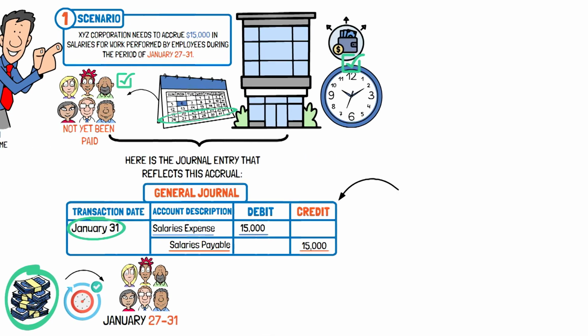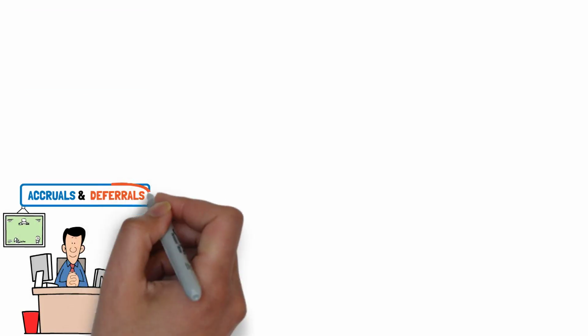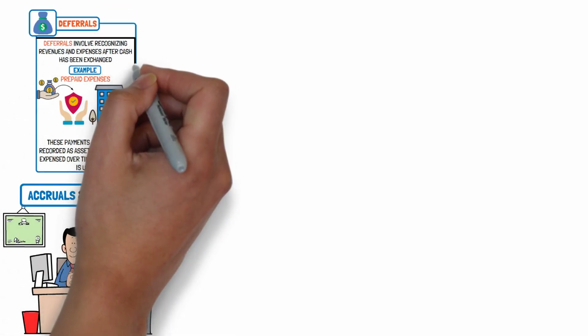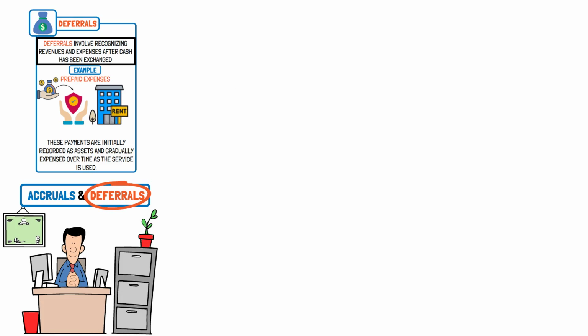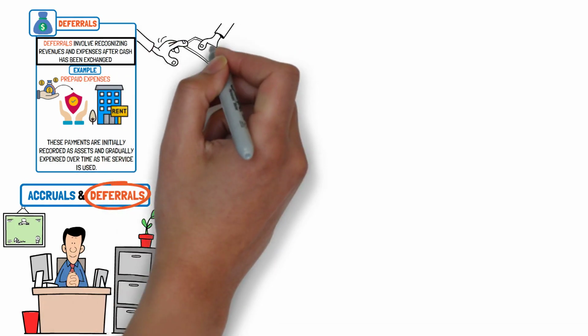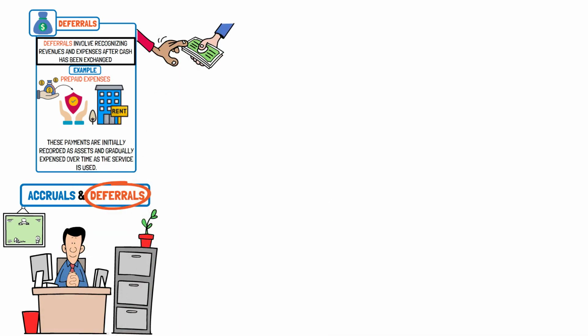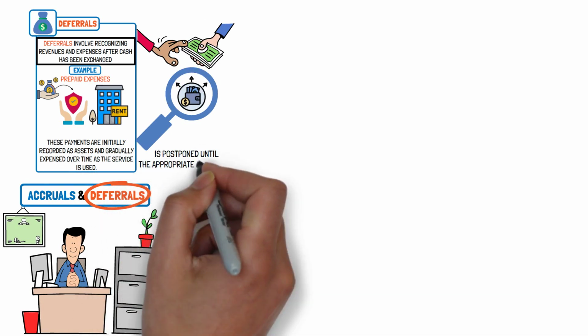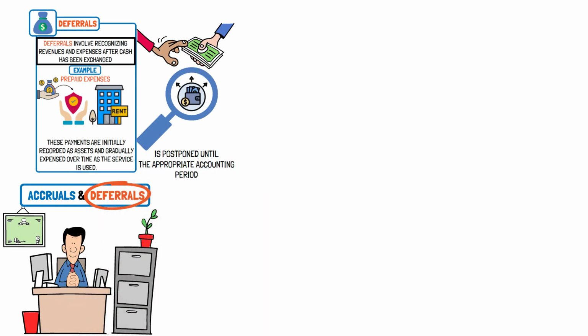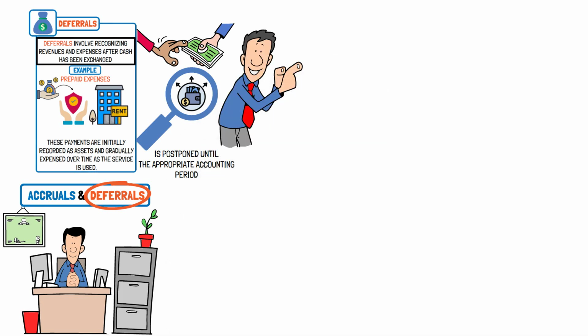Now, let's move on to deferrals. Deferrals involve recognizing revenues or expenses after cash has been exchanged. In other words, the cash changes hands before the related revenue is earned or the expense is incurred. The recognition of the revenue or expense is postponed until the appropriate accounting period. Let's take a look at the second scenario to illustrate this concept.